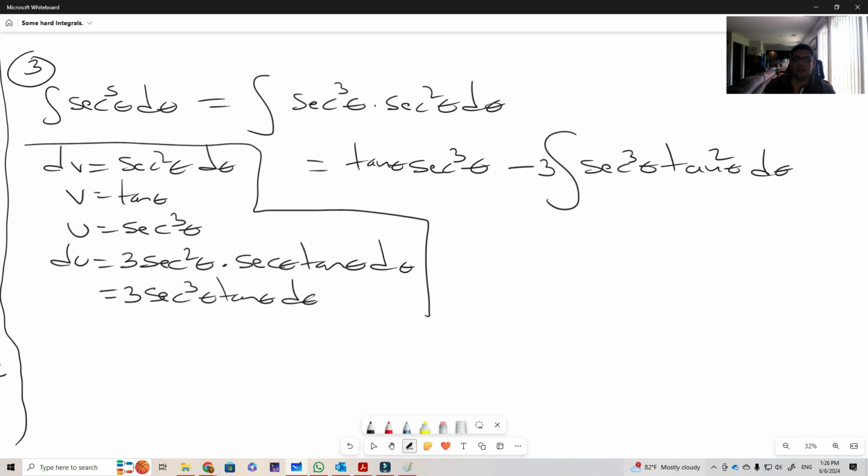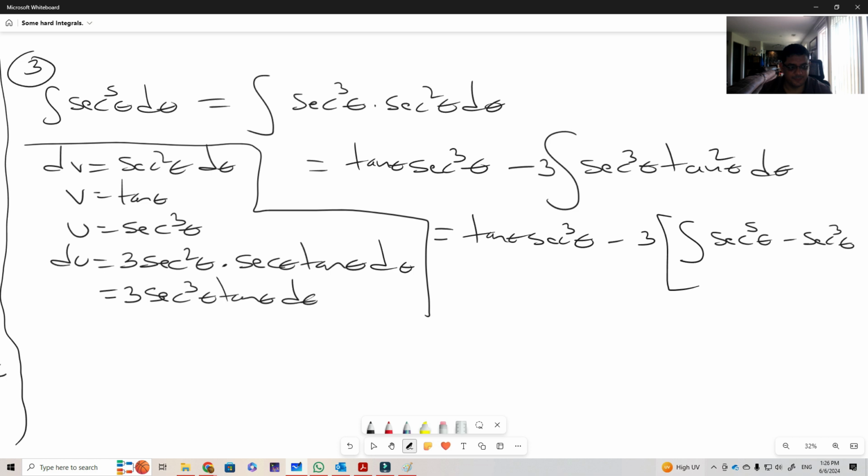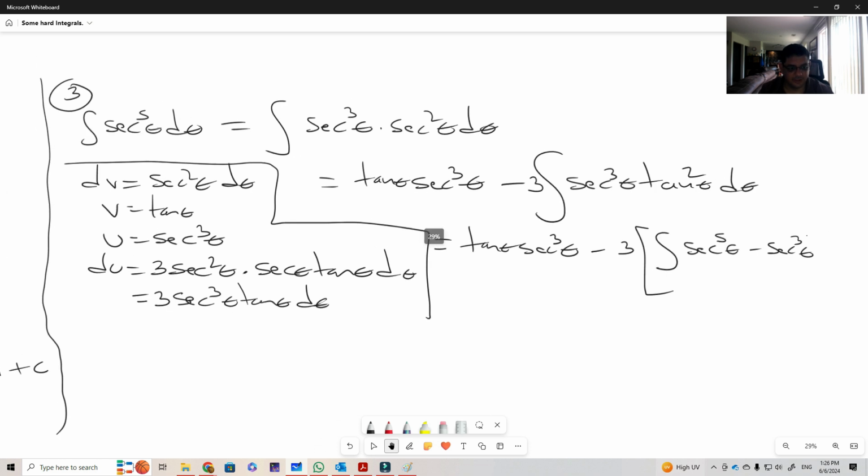Okay? And so I can do the same play again. And I'm going to have, well, this is tangent of theta, secant cubed of theta, minus 3 times, and then notice that tangent squared can be secant squared minus 1. So this becomes secant to the 5 minus secant cubed. And so I just did it again.